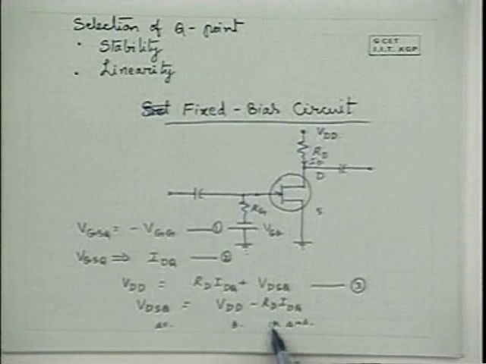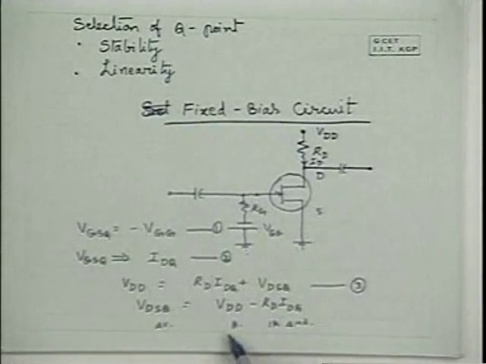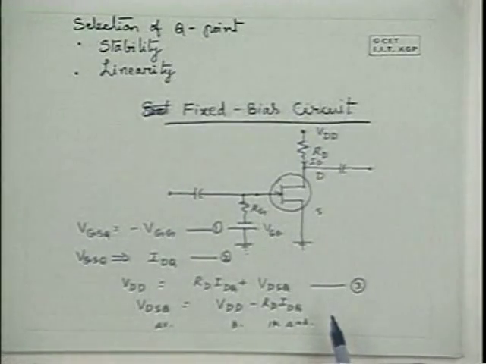One can go for even a 2K resistance and a 12-volt source. You have different choices possible. So you have to stick to a particular choice and then complete the design. So design is as simple as that.